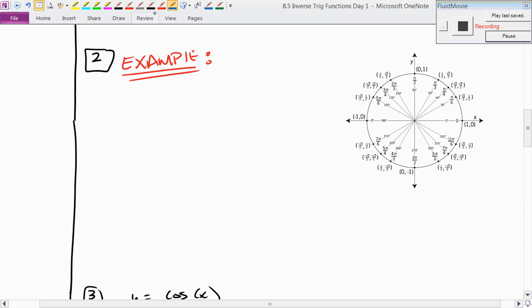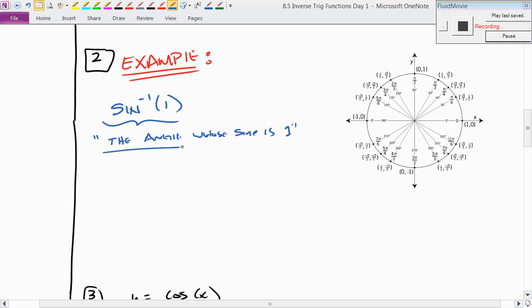Okay, let's talk about the sine inverse of 1. What we're going to do is find the exact value for the sine inverse of 1. So, your brain says this: the angle whose sine is 1. That's how you read this. That's the answer to the question. So when we say, what's the sine inverse of 1? We're really saying, what's the angle whose sine is 1?